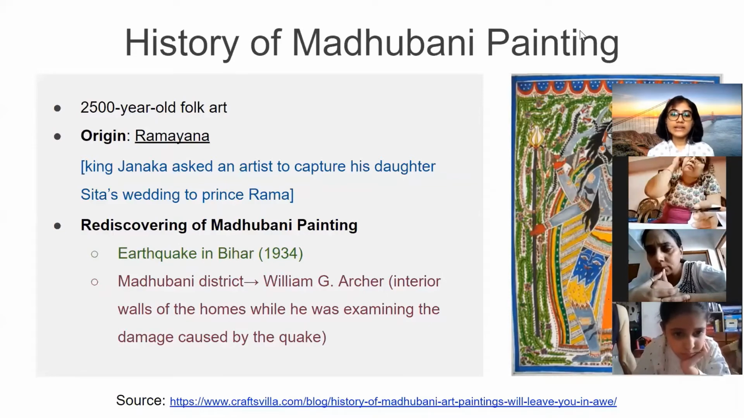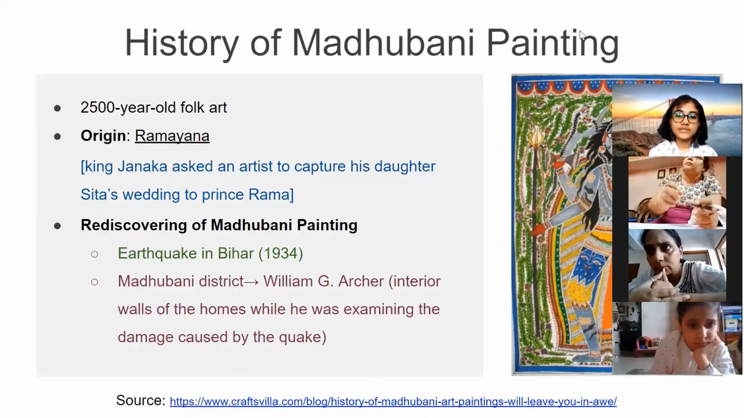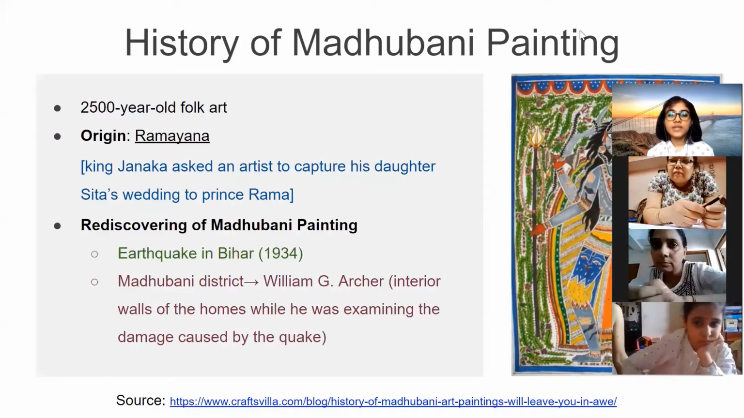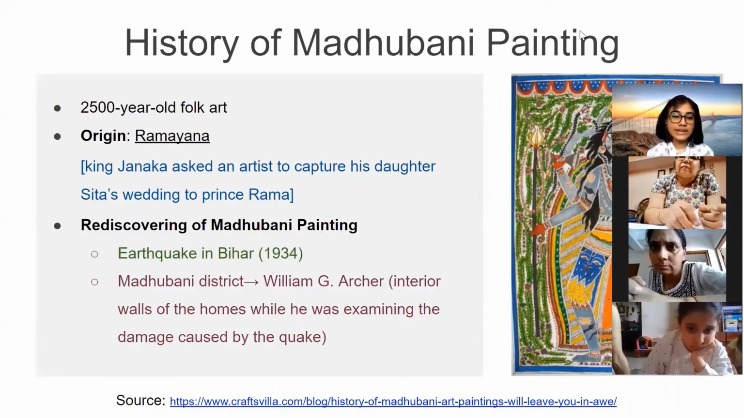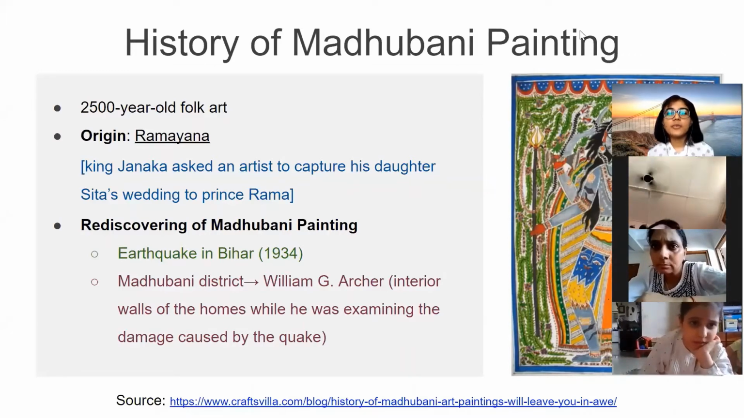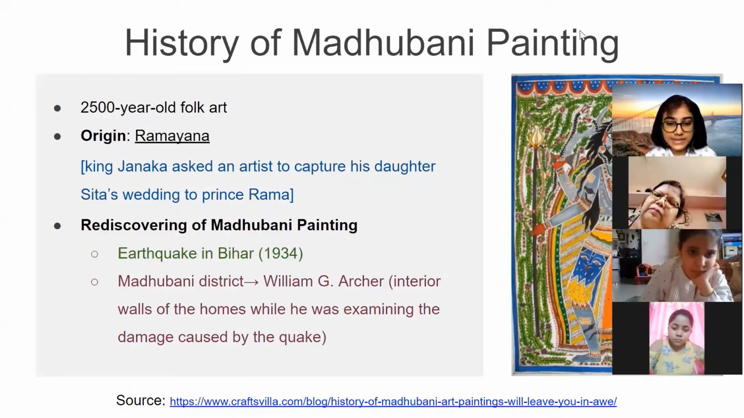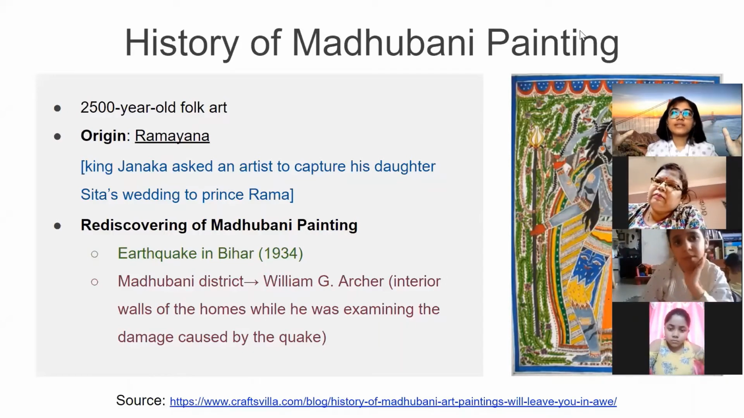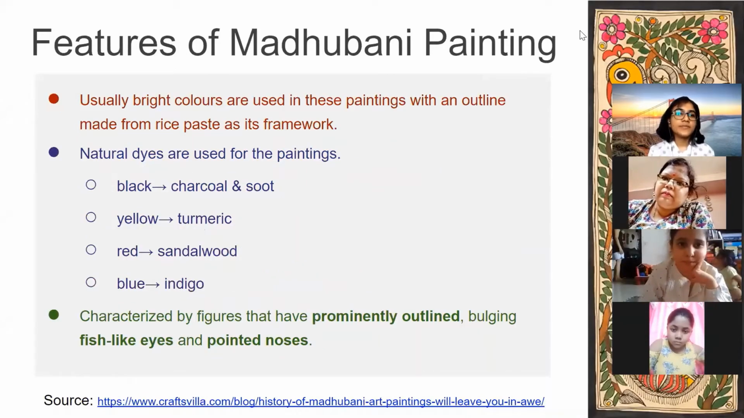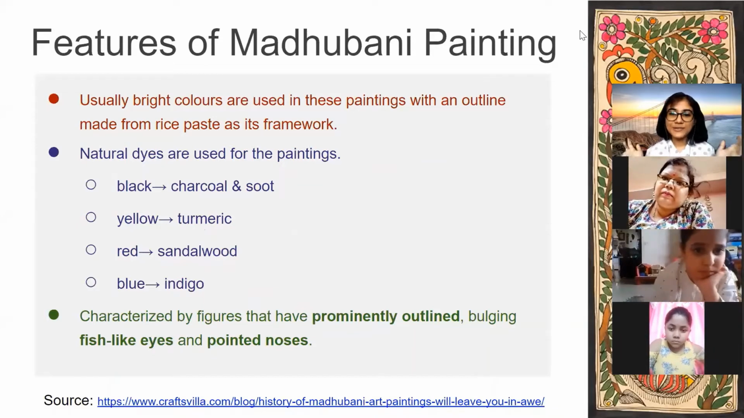And only in 1934, it was in the Madhubani district that this colonial officer, the British W. G. Archer, went, because there was an earthquake over there, to inspect the situation at that point of time. It's only then, when he saw the broken houses and peeped into those interior walls, that he discovered that this form of art also exists, and got it out to the people, like a rediscovery of Madhubani painting. Right. Any questions on that?